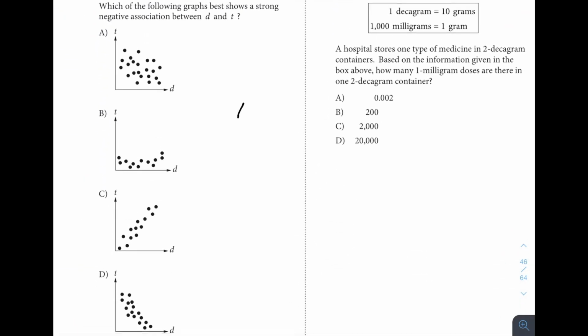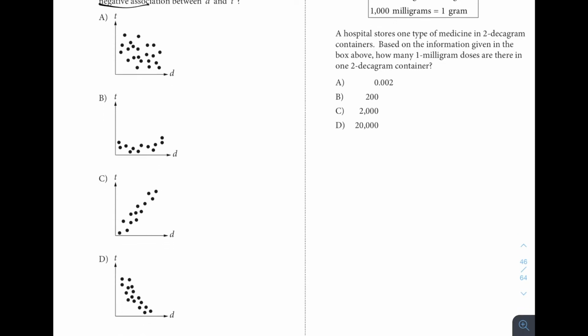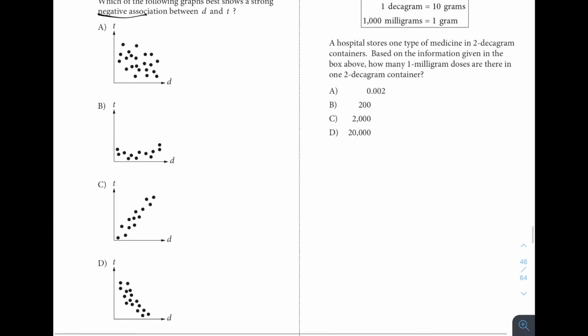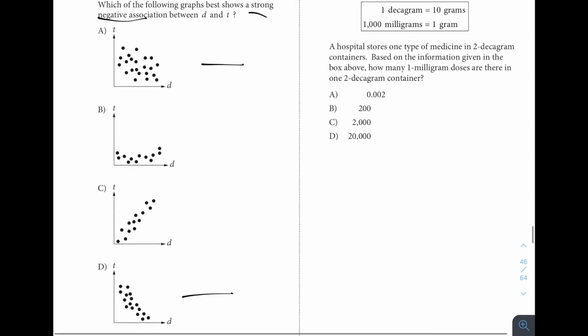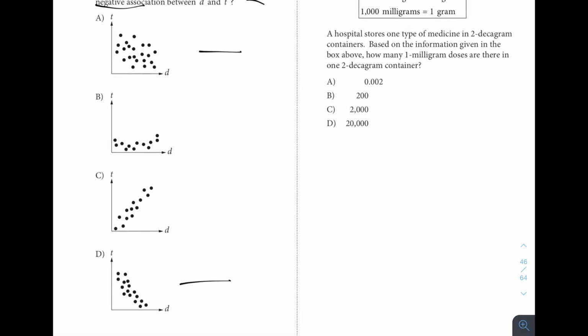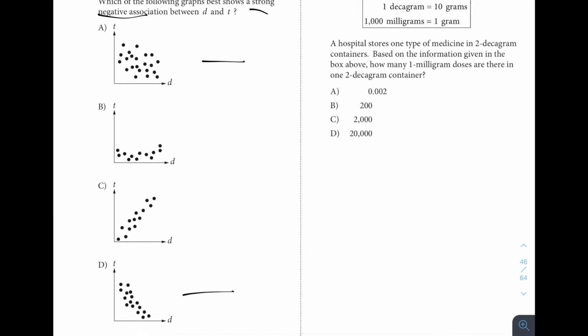Question 5 is asking, which of the following best shows a strong negative association? Negative means that it's going to be going down. The graph is going to be declining. So that can be shown by A and D. But strong means that the points are going to show a strong relationship to each other. So that's going to be D. As you can see, it forms more of a linear pattern than A. So D is going to be the answer for that one.